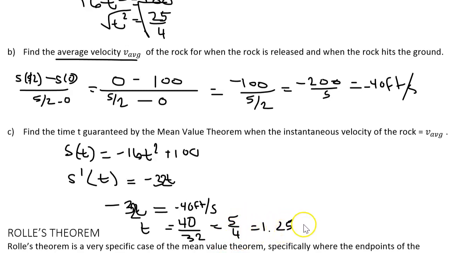seconds. So 1.25 seconds after the rock has been dropped, its instantaneous velocity is equal to the average velocity of the entire trip. This is the conclusion of part 1 of the mean value theorem, where we just introduced the mean value theorem and showed how it can be applied both with context and without.